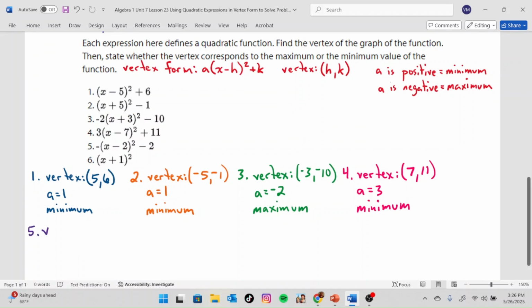Number 5, the vertex is going to be at the coordinate 2, -2. The A term, we do not see a number, but we do see a negative sign. That means A equals -1. Since A is negative, this parabola opens downward, and the vertex is at the top of the parabola, meaning it represents the maximum.